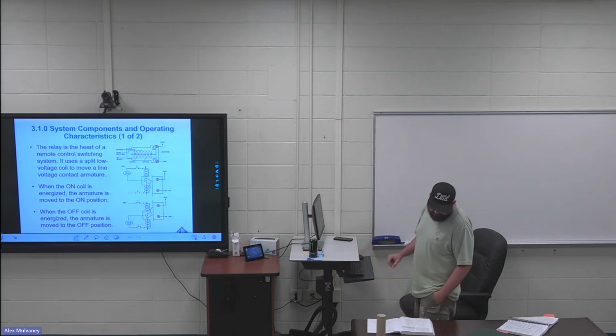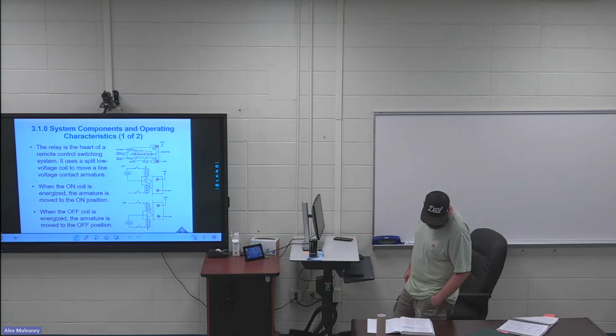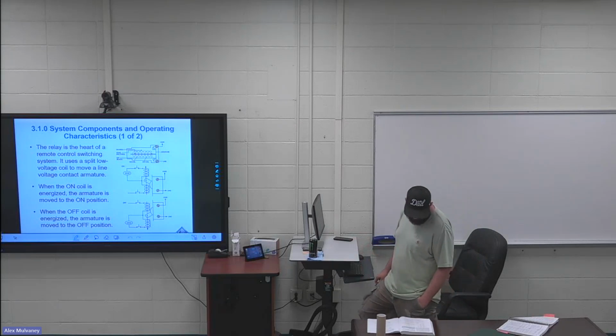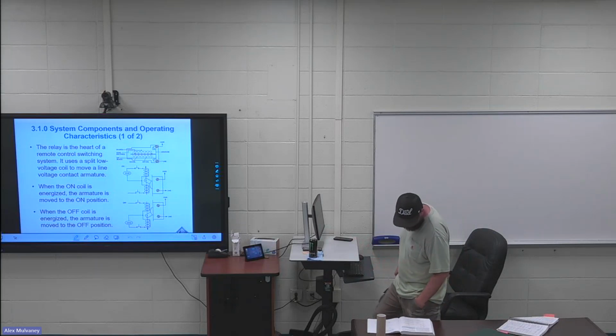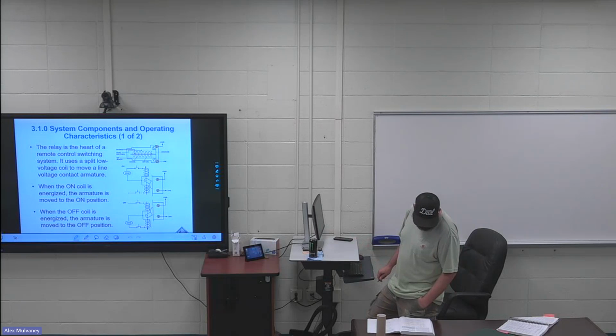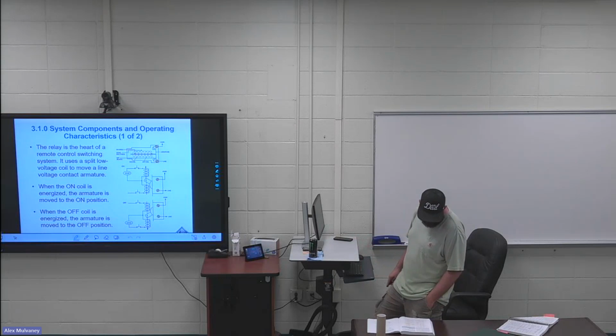The relay is the heart of the remote control switching system. It employs a split low voltage coil to move the line voltage contact armature to the on or the latch position. As illustrated in figure 18, the on coil moves the armature to the right when a 24-volt AC control signal is impressed across the leads.